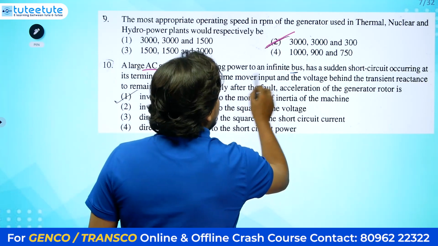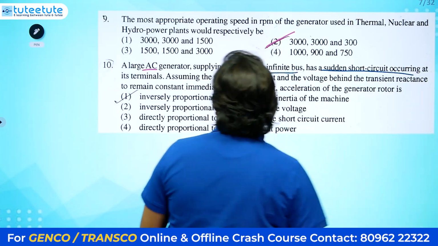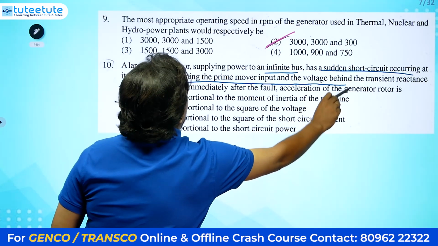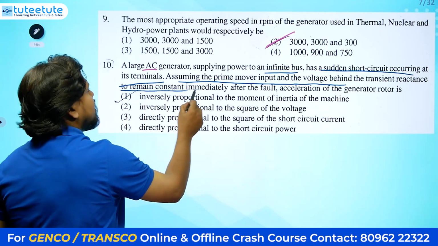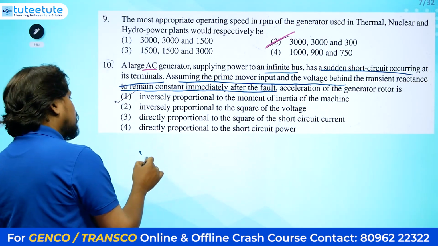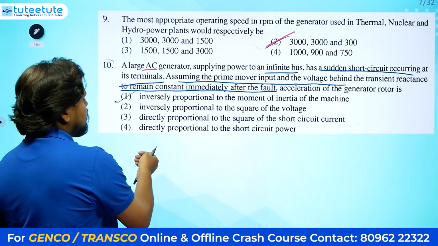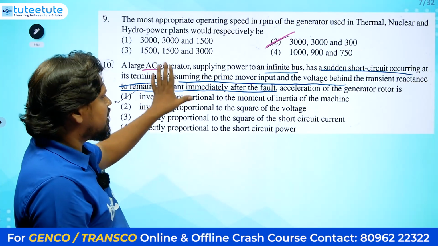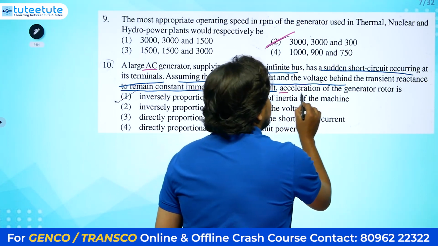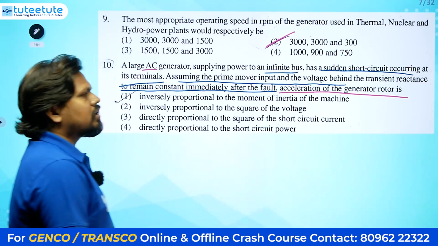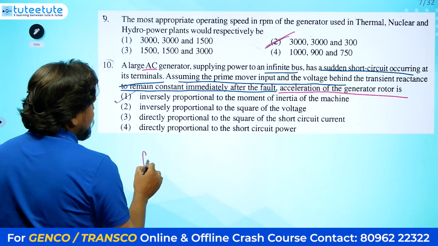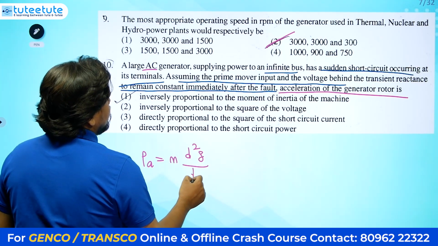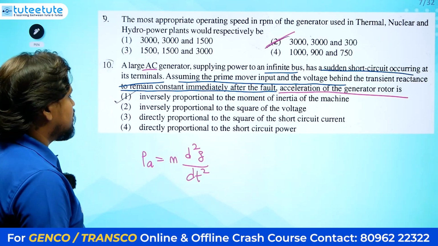It is connected to an infinite bus bar, no problem. Sudden short circuit occurring at its terminals, no problem. After that, assuming the prime mover input and voltage behind the transient reactance remain constant immediately after the fault, that means no subtransient reactance, no transient reactance, no steady state reactance affecting this. Nothing is affecting this. And at that time they are asking for the acceleration of the generator rotor. You know that the accelerating power we can give as M into d square delta by dt square. This is the equation they have mentioned.